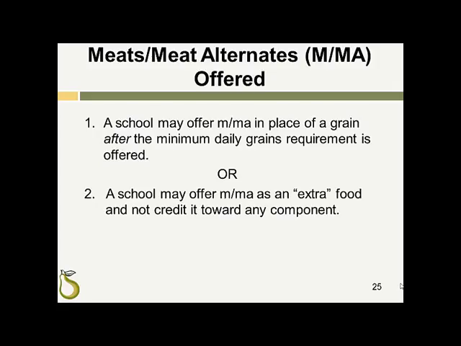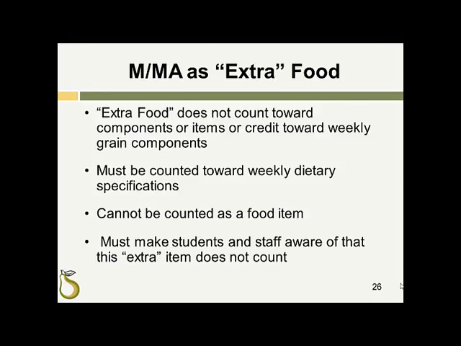A second option a school may take is to offer meat alternate as an extra food and not credit it toward any component. If a meat alternate is used as an extra food, it does not count toward the daily or weekly grain component requirement, but must still be counted towards the weekly dietary specifications. Additionally, the meat alternate cannot be counted as a food item. Therefore, 4 food items in addition to an extra meat alternate food must be offered for offer versus serve.